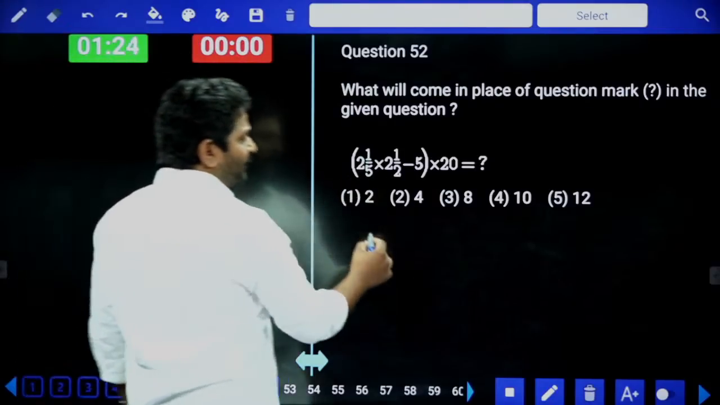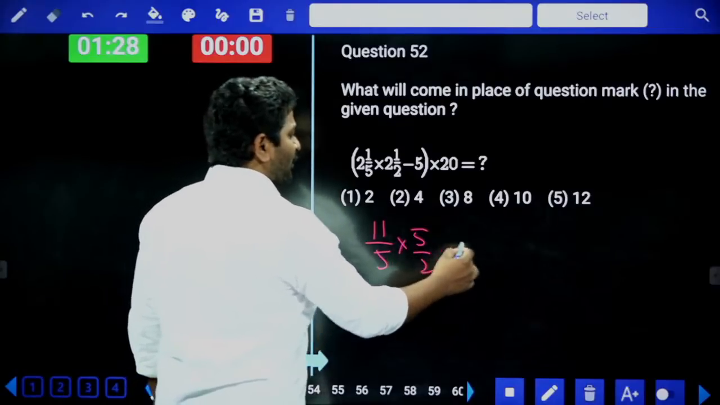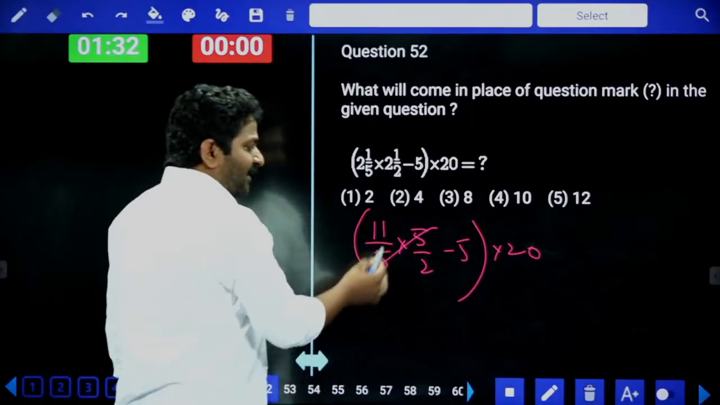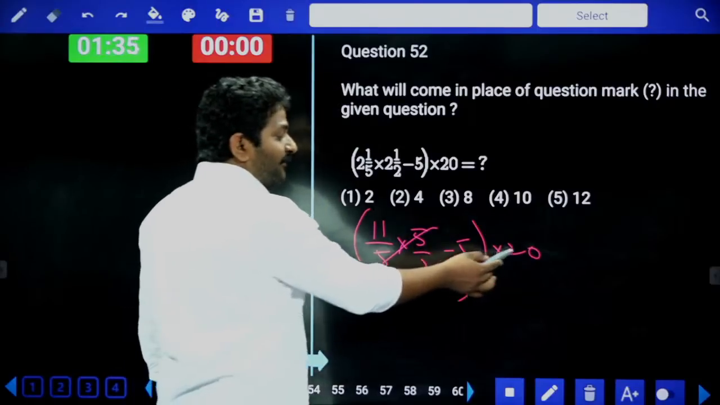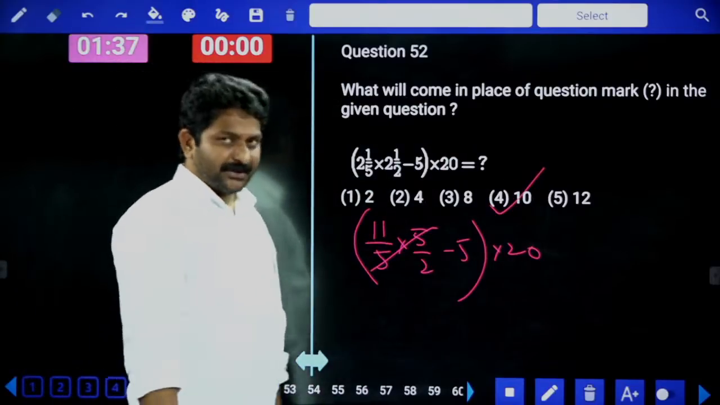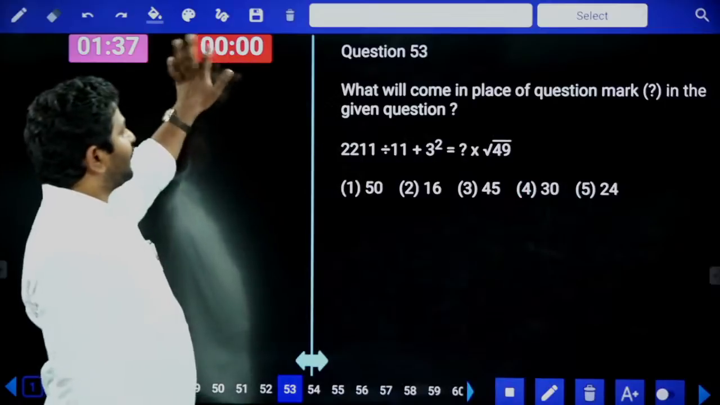Yes, 2 1 by 5 in the sense that is equal to 11 by 5 into 5 by 2 minus 5 into 20. 5 5 gets cancelled. 11 by 2, 5 and half minus 5, half. Half into 20, that is equal to 10. Fourth option, final answer. Fourth option, 10. And next question.